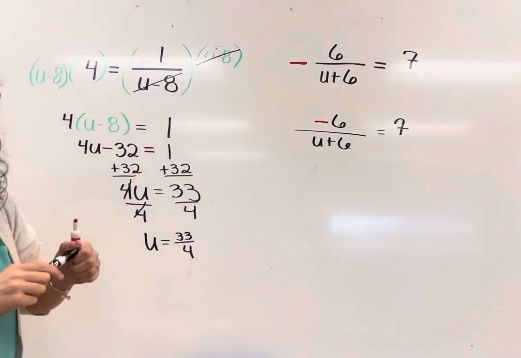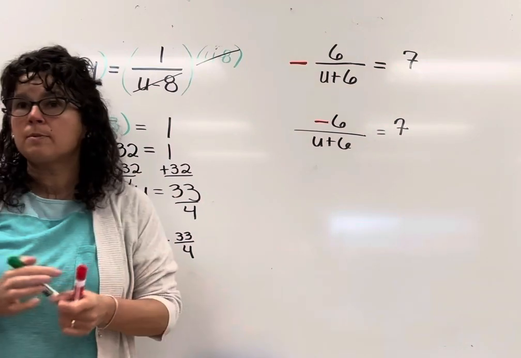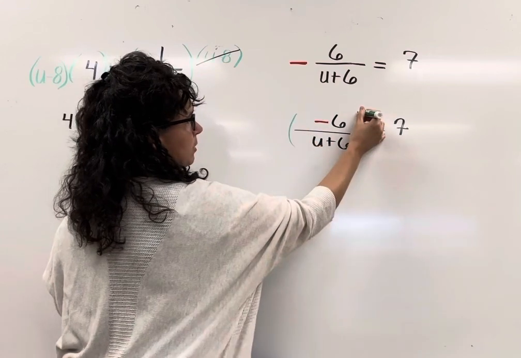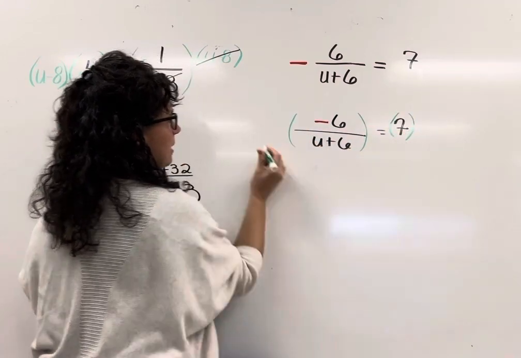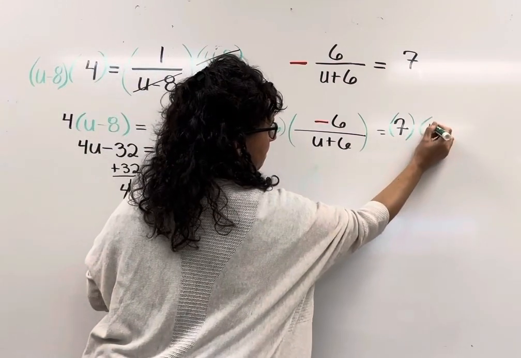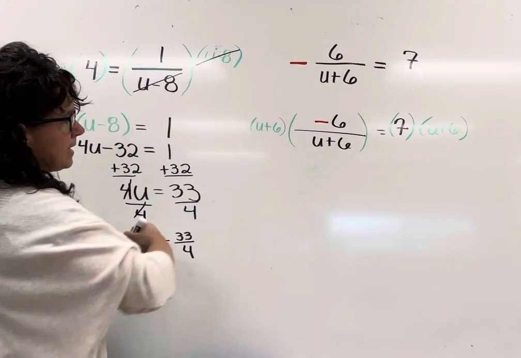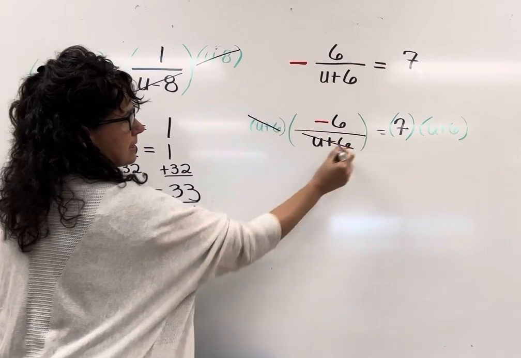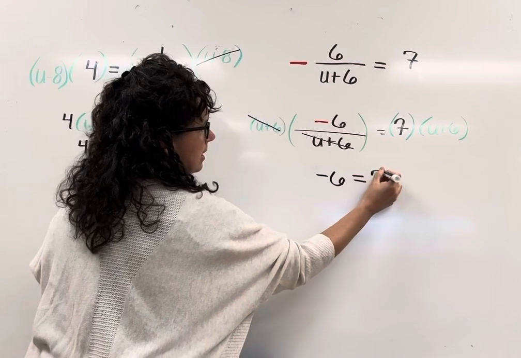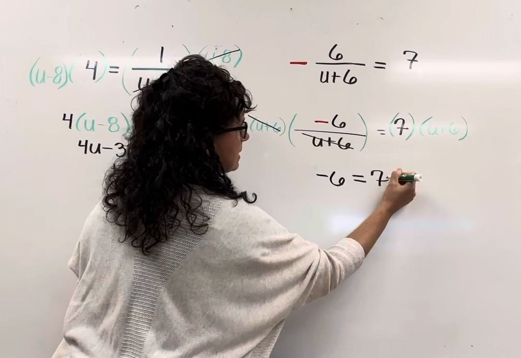Okay, then I'm going to go with the mantra again that every time I see a fraction, a great first step would be to multiply both sides by the denominator. So I'm going to multiply both sides of the equal sign by u plus 6. On the left-hand side, the u plus 6's cancel out. So I'm left with a negative 6 equals, and then I'm bringing down that 7. I'm going to bring down the u plus 6.